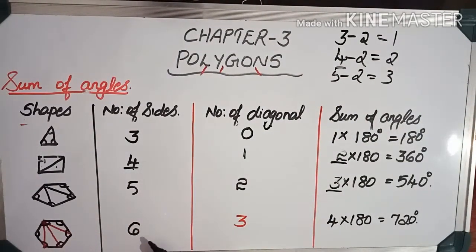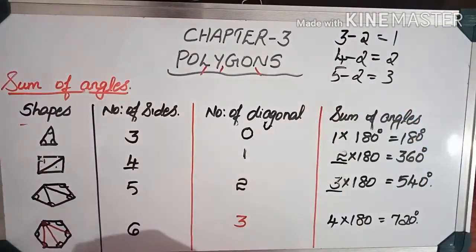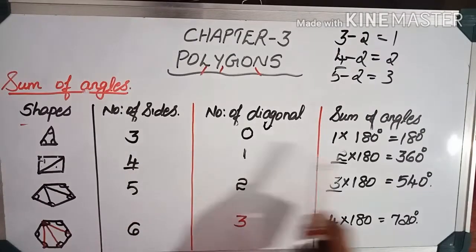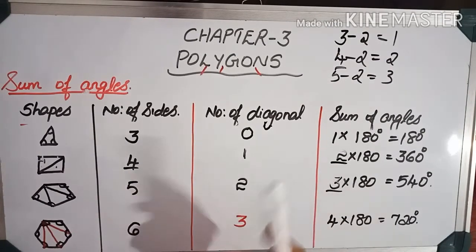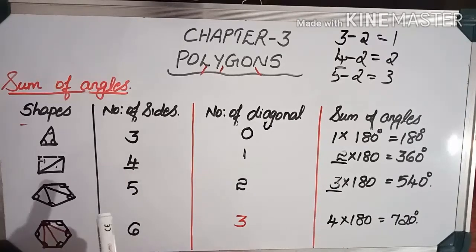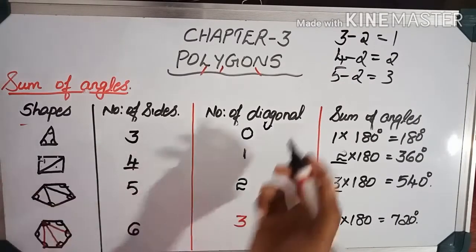Next is 6 sides. 6 minus 2 is what? 4. That means if we know the number of sides of a polygon, we can find the sum of angles by doing what? Just by subtracting 2 from the number of sides, then multiplying by 180 degrees. For example, if the number of sides is 10.